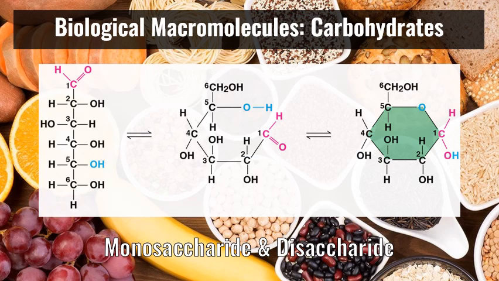So we're looking at the four key biological macromolecules. Macromolecules are just large molecules. Carbohydrates are probably the first one that people think of when you think of these, and that is the complex name for sugars and their polymers.